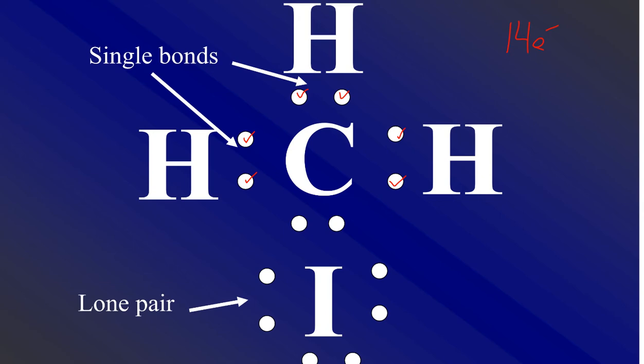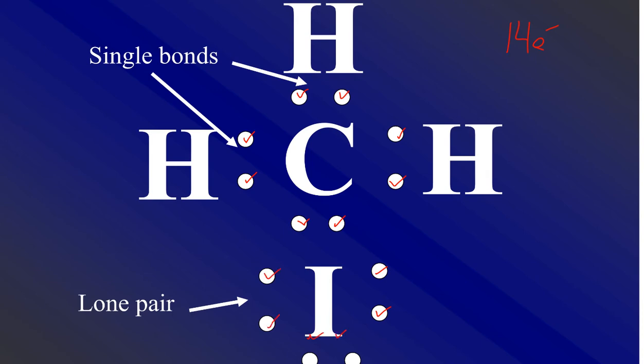Okay, so we've used 6 of our valence electrons so far, and we have a total, remember, of 14. So we've got 8 more. What do we do with them? Well, we're going to put them around the carbon and then the iodine. So 2, 4, 6, 8.